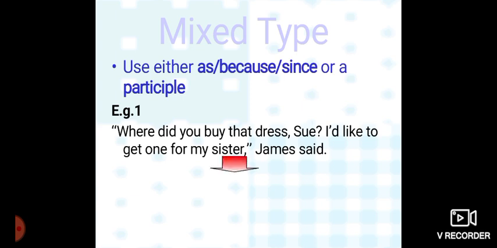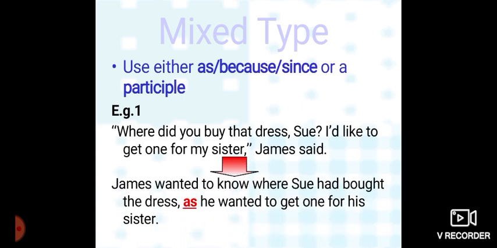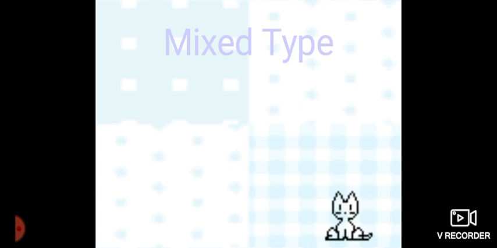Okay. Use either as, because, since or a participle. Where we can use as, because, since, we are going to see. First example, we can use as. Where did you buy the dress, Sue? I would like to get one for my sister, James said. Okay. Here, two persons speaking. So, James wanted to know where Sue had bought the dress, as he wanted to get one for his sister. Here we want to use as. He wants to connect two sentences. We are using as here.